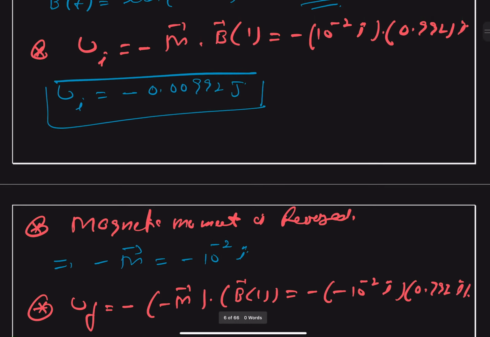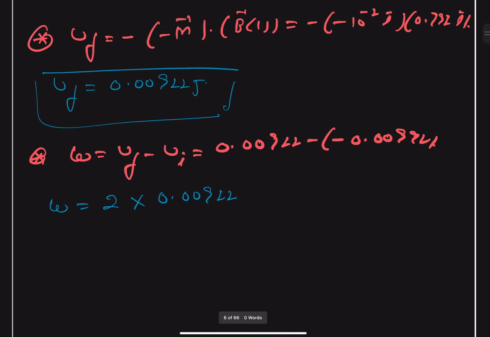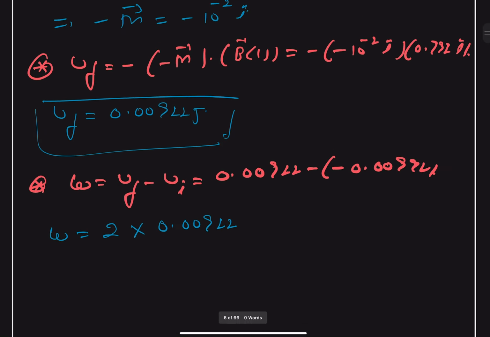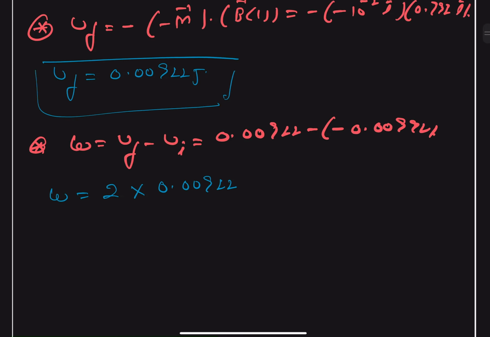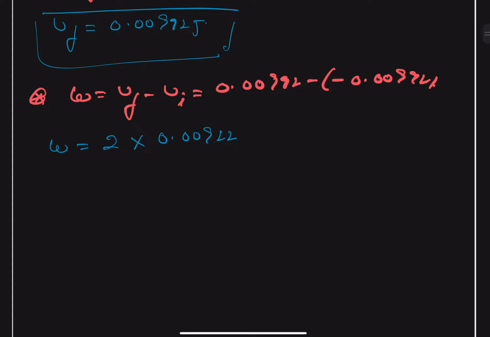let me check. 992, yeah, my mistake. Here it is 9, and here also 9, because the only difference will be in their positioning. So we get that our work done will be approximately equal to 0.01984 joules.